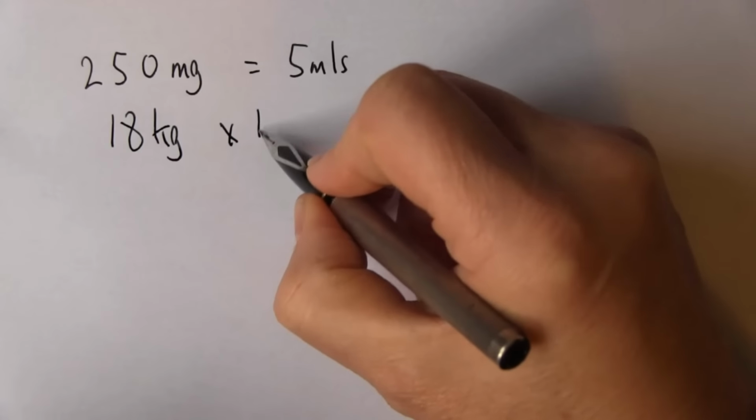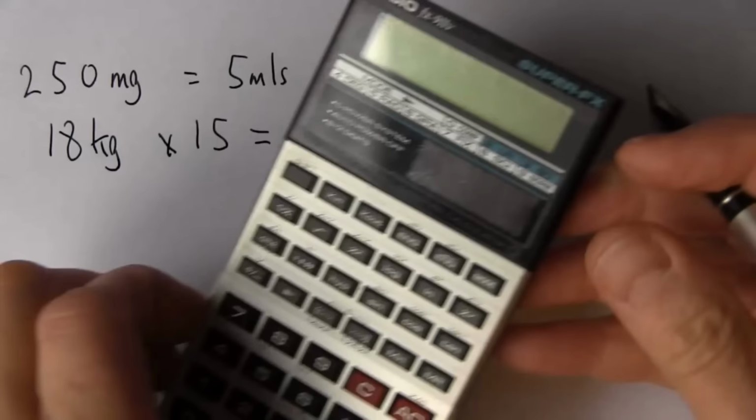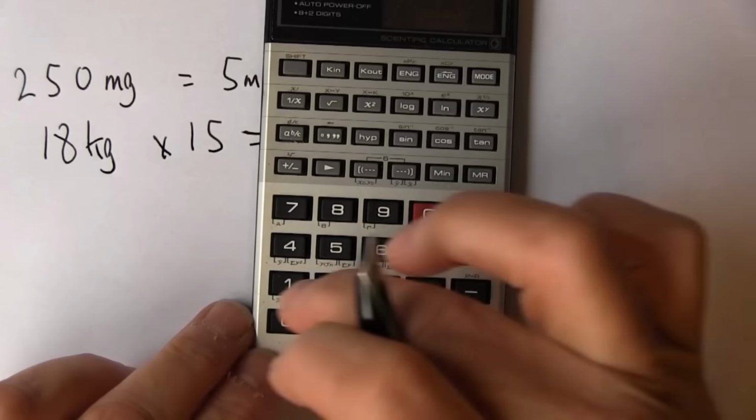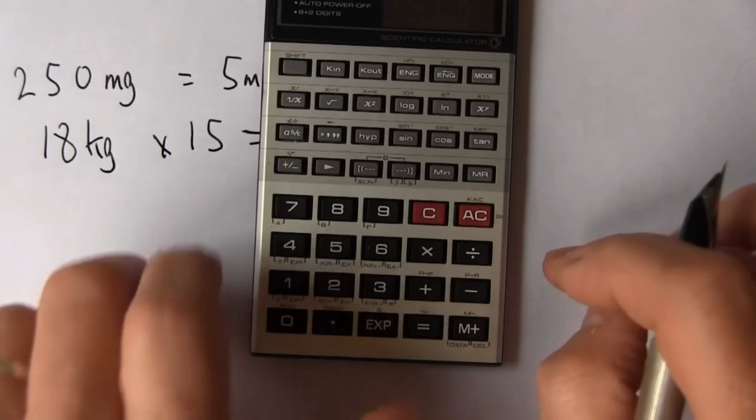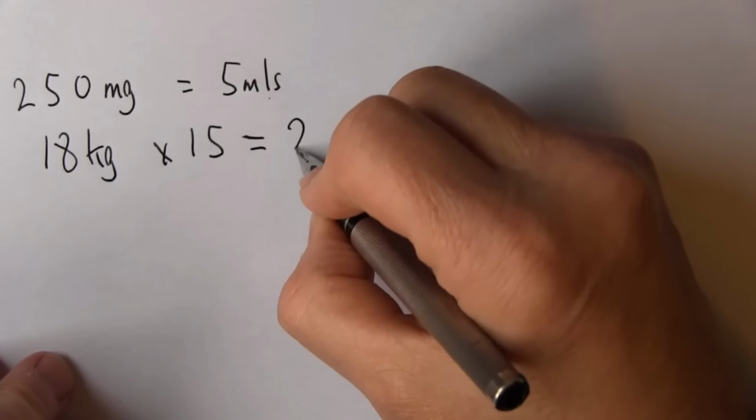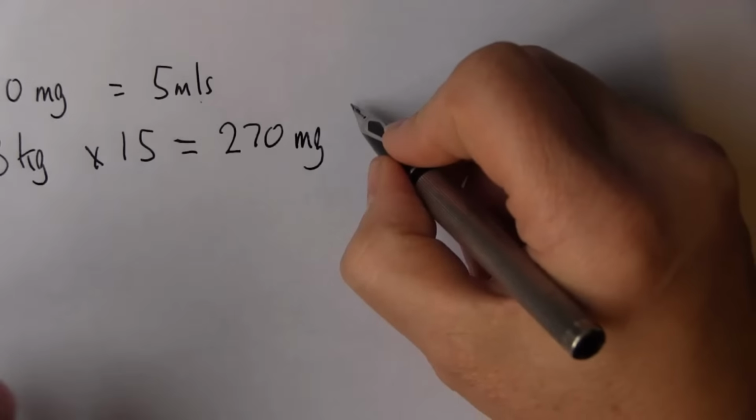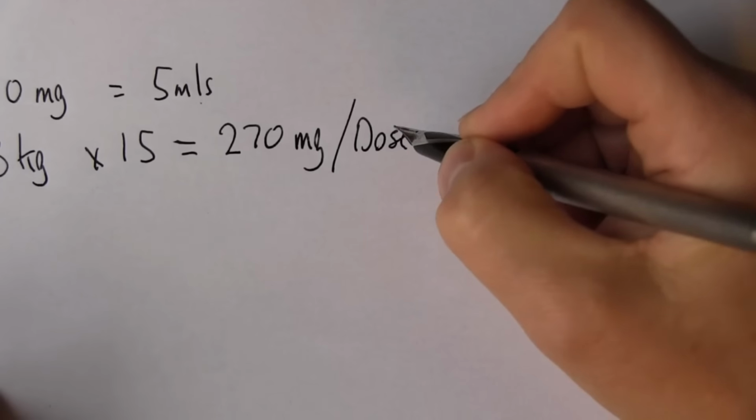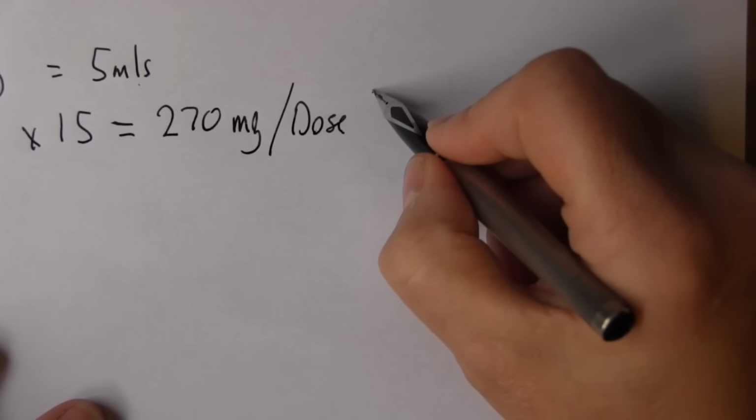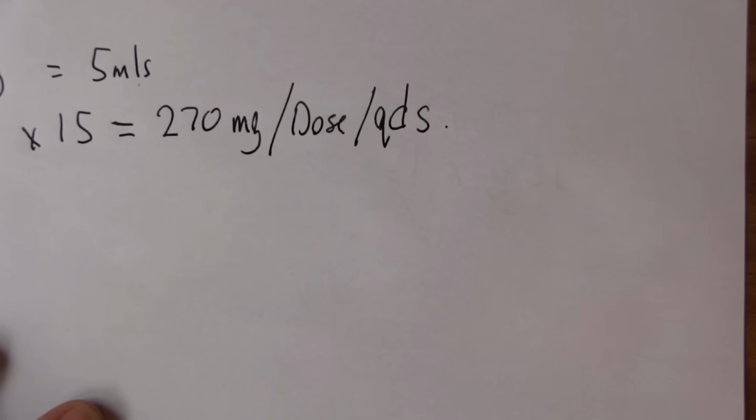Multiply that by the 15 milligrams that we're going to give per kilogram, and 18 times 15 is going to equal 270 milligrams. So that's 270 milligrams per dose for this 18 kilogram child, and we can give that, as we know, to a maximum of 4 times a day, up to 4 times a day.